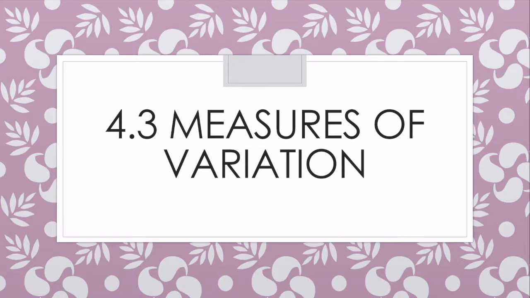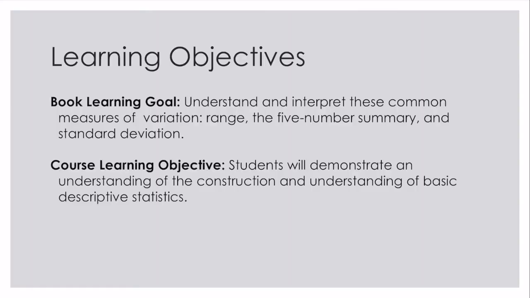So right at the end of section 4.2, we introduced this concept of variation. Variation is how widely our data set is spread out around our mean. The closer our data gathers towards the mean, the less variation. The further it spreads out away from our mean, the greater variation. So here's our book and course learning objective.